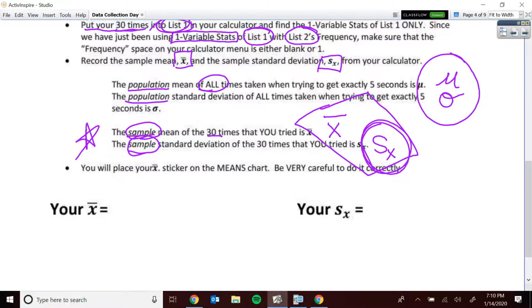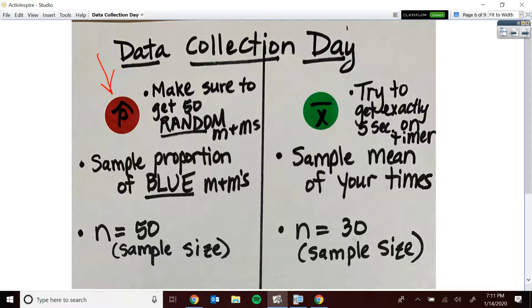So, in summary, you're going to go get your X bar. Let's say I averaged my 30 times and I got 5.07563, because that average is going to be more than just 2 decimal places. I don't know what my standard deviation is, whatever, we're not graphing that. Let's take a look at how to put this number on the mean chart. You're going to get a sticker that is the green X bars. That's your average of your 30 times.